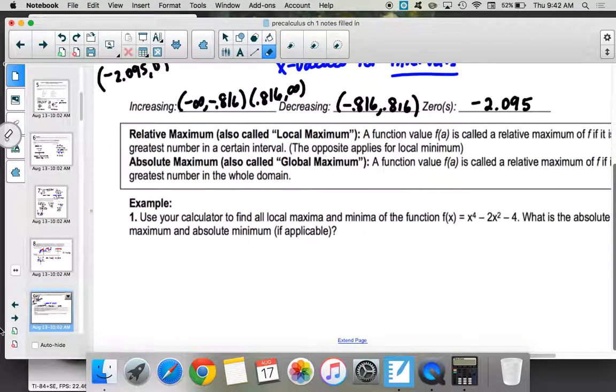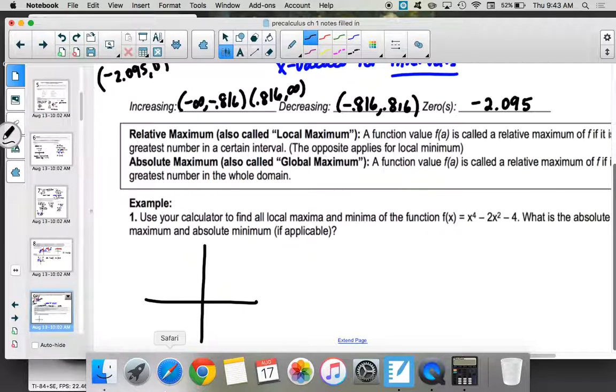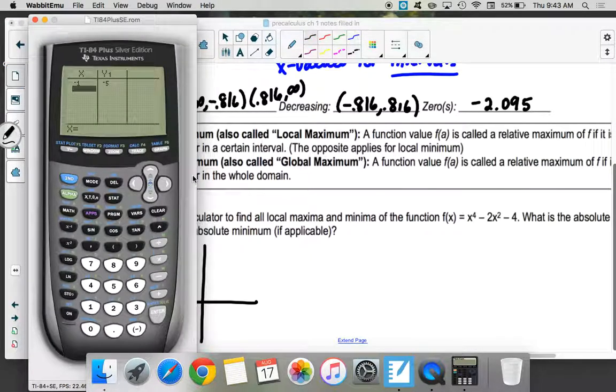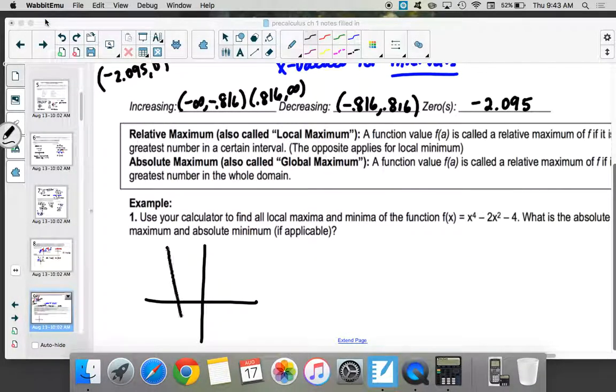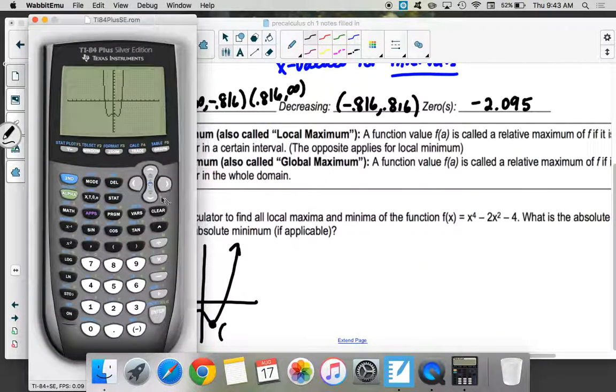I was going to ask, is this local or absolute? What do we think? Looking at the graph, do we think it's a local or an absolute? Probably local and absolute. We'd probably call it both, right? So that point was negative 1 comma negative 5. This point over here, what do you guys think it probably is? It's probably positive 1 comma positive 5.